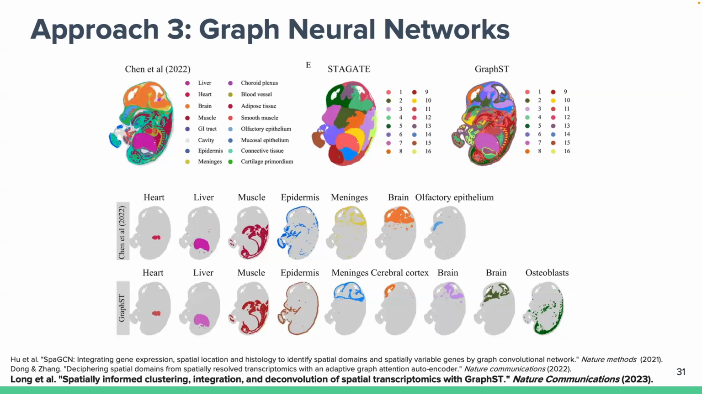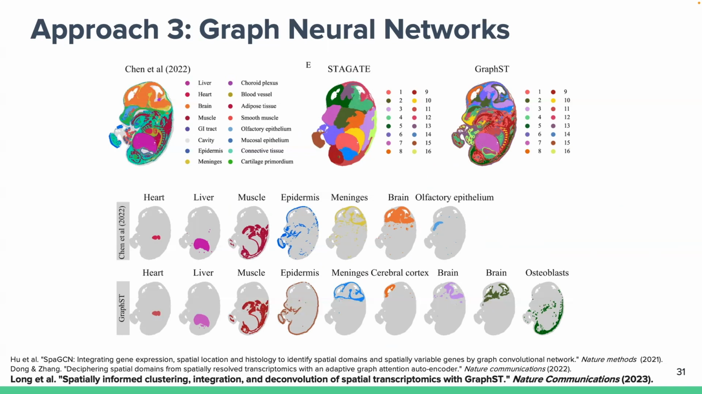For example, this figure is from GraphST, in which they computed the spatial domains for the Stereo-seq mouse embryo data that we have seen multiple times in these days. And they observed that many of the spatial domains they obtained were actually matching with organs or particular biologically meaningful regions of the embryo.